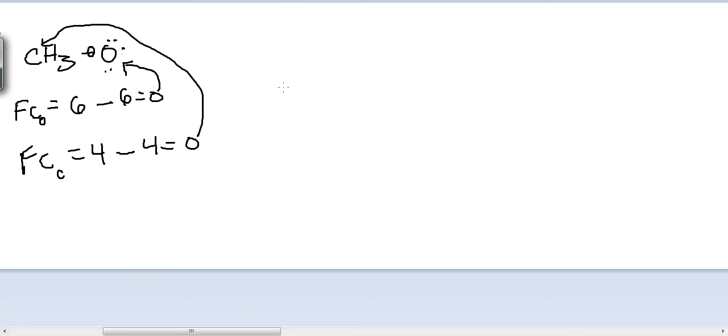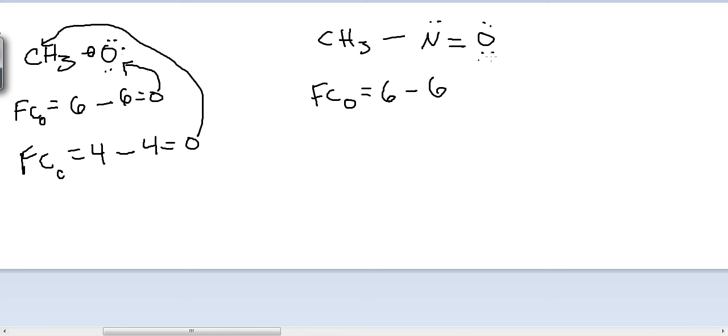Okay, so we'll do one with nitrogen and oxygen. Based on our periodic table, let's go ahead and set this up. Formal charge of the oxygen. We'll start from the right. We know that there's 6 valence electrons. 1, 2, 3, 4, 5, 6. So oxygen has 6 electrons. So its formal charge is 0.